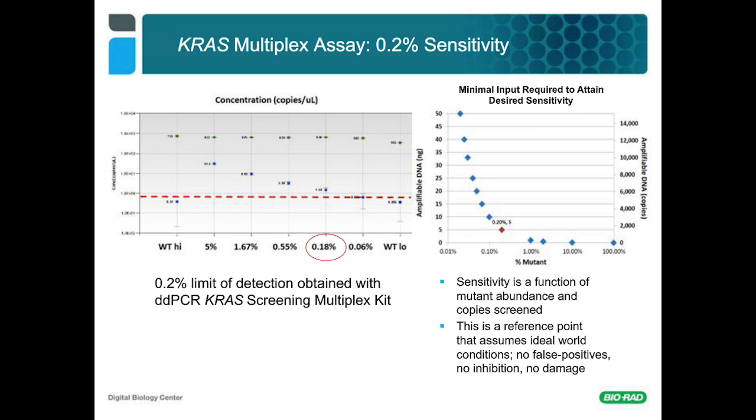The plot on the right shows how sensitivity is a function of the percent mutant and the number of amplifiable copies screened. This is an ideal world example to be used as a reference point since it assumes a perfect DNA sample, a perfect assay, and no false positives.